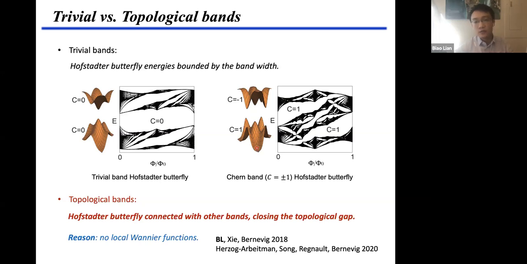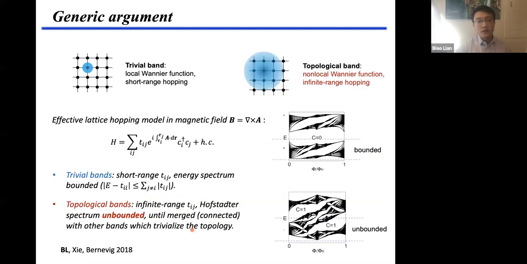This is pretty general for many topological single-particle models. And actually, we show that this is because of the absence of local Wannier functions in such topological models. A rough understanding of the difference between the Hofstadter spectrum of trivial and topological bands is based on the non-local Wannier functions. Assume we just consider a lower band, which is trivial in this example, and topological in this example, the Chern number example.